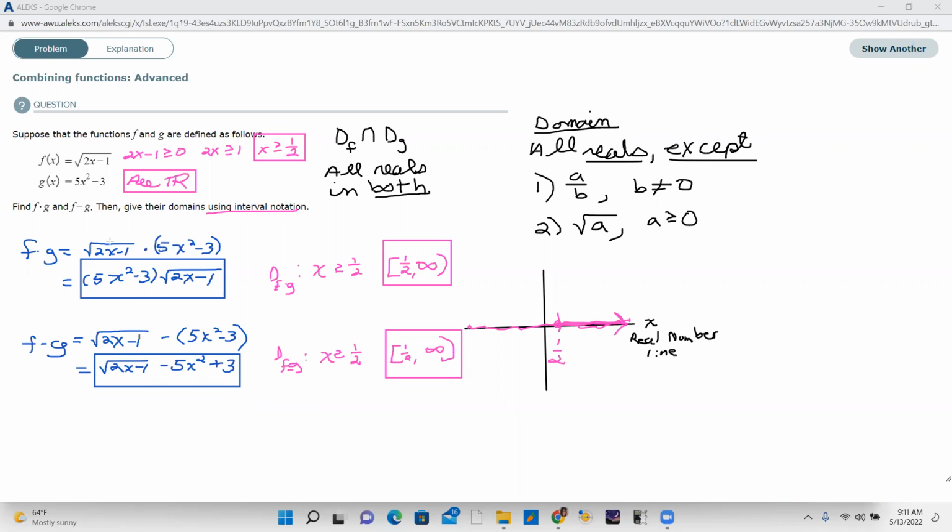So again, we start out thinking, well, let's just start with the whole real number line, all real numbers, and look for things that don't work, right? You can't have a negative in a radical. You can't have a zero on the bottom of a fraction. So you restrict the domain to just what's going to work.